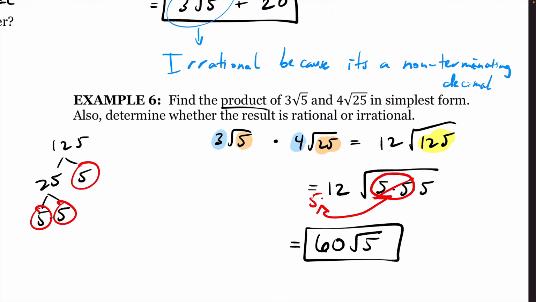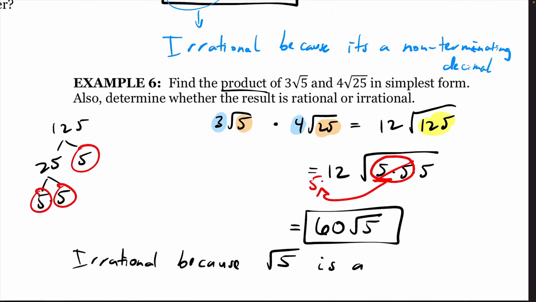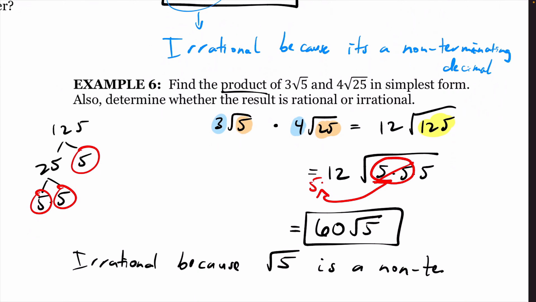Here's my question. Is it rational or irrational? Is the root part on my list anywhere? No, right? The 5 isn't on my list anywhere. So because of that, it's going to be irrational, because root 5 is a non-terminating decimal. Okay?